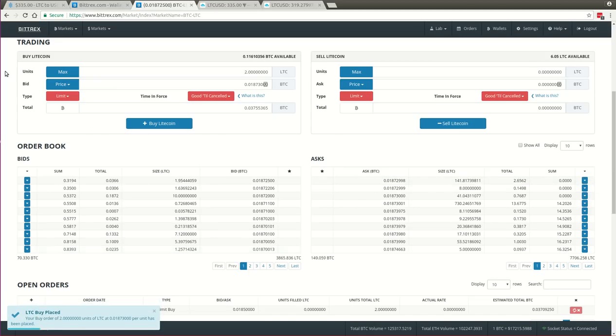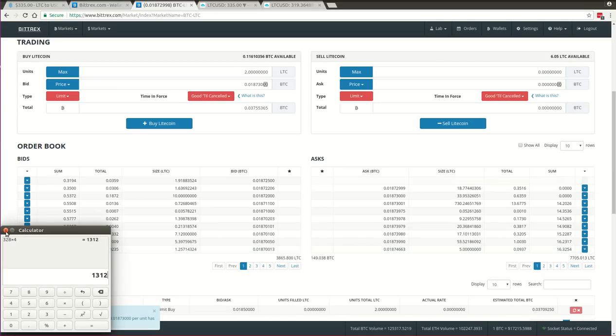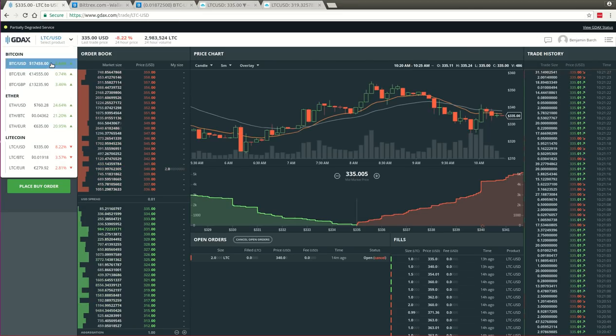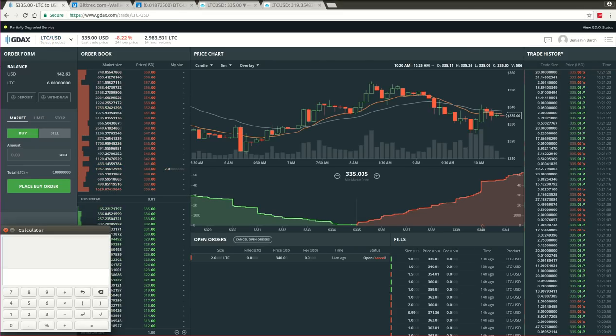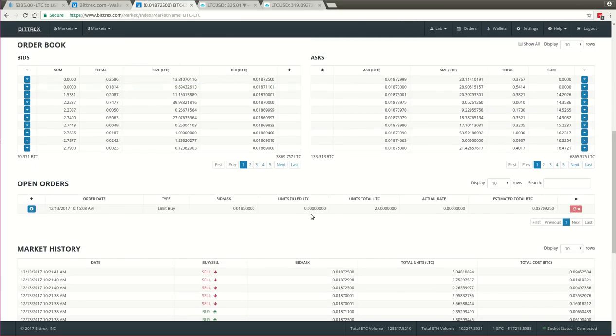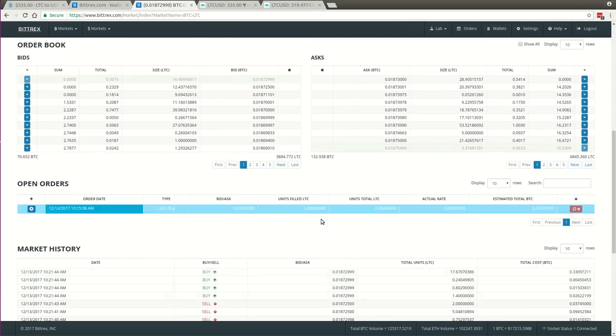So if we want to know exactly what we bought that for, we take our calculator and we have to use the Bitcoin price over here, so 17,458. 17,458 times that 0.01873. So I paid $326 for each one of those Litecoins. And did that go through? Looks like that one's canceling.